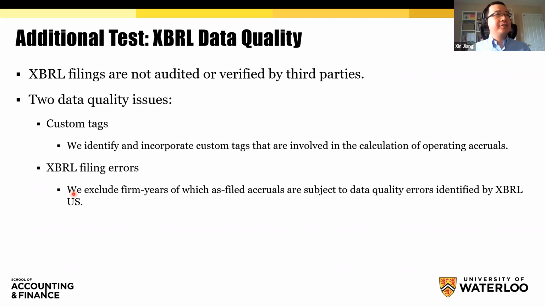And the second quality issue is about the filing errors. To make sure our findings are not driven by the data quality concerns, we first calculate an alternative XBRL operating accruals after we identify and incorporate the custom tags into the calculation of the operating accruals. And secondly, with the help of XBRL US, we exclude observations from our sample if any XBRL tags that we use to calculate the operating accruals are subject to any errors.